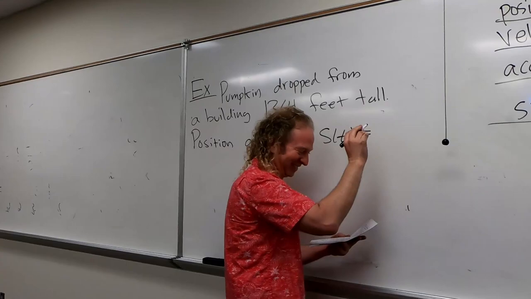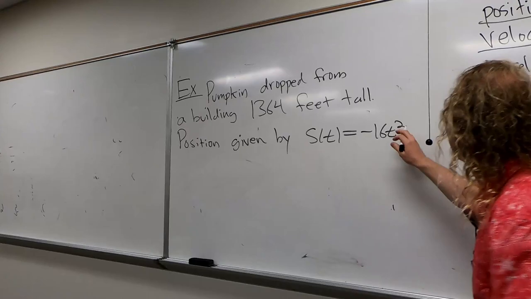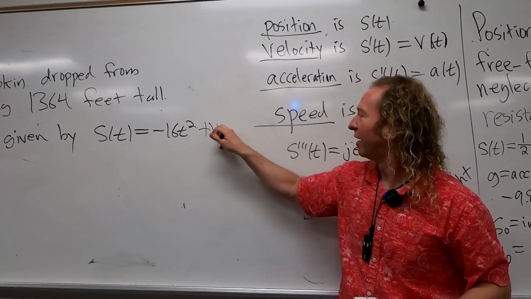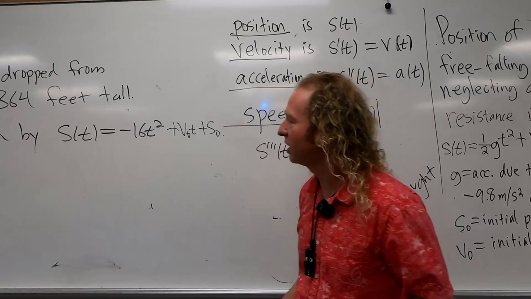So they give you this, and they'll give you the formula, which is nice. So plus, what is this thing? There we go. Plus V naught t plus S naught. So they give us that. They give it to you, so you don't have to memorize it. Right? That makes it a little bit better.